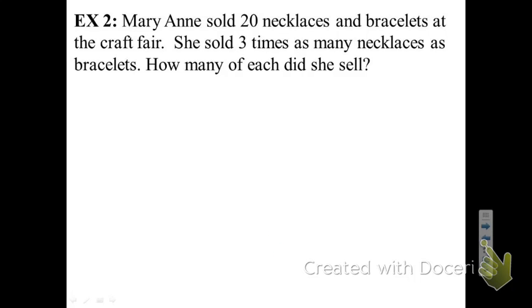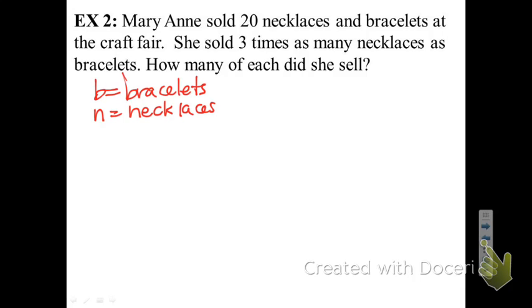Okay, your last problem is a story problem, or your last example I have for you. You're going to read this. It says, Marianne sold 20 necklaces and bracelets at the craft fair. She sold 3 times as many necklaces as bracelets. How many of each did she sell? The first thing you need to do is determine your variables. So we're going to say B equals bracelets, and N equals necklaces.